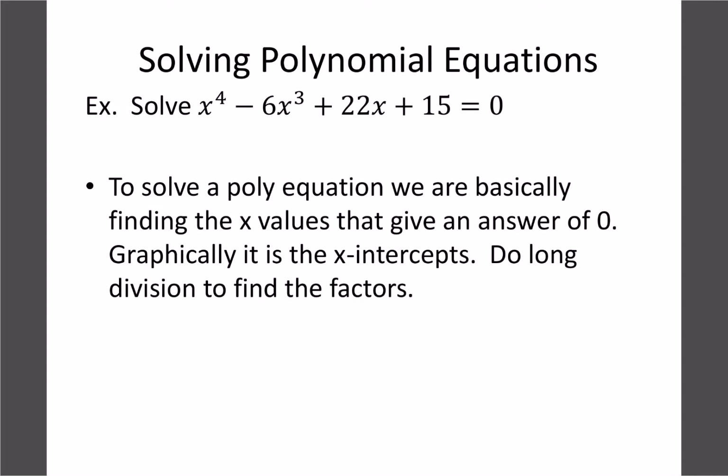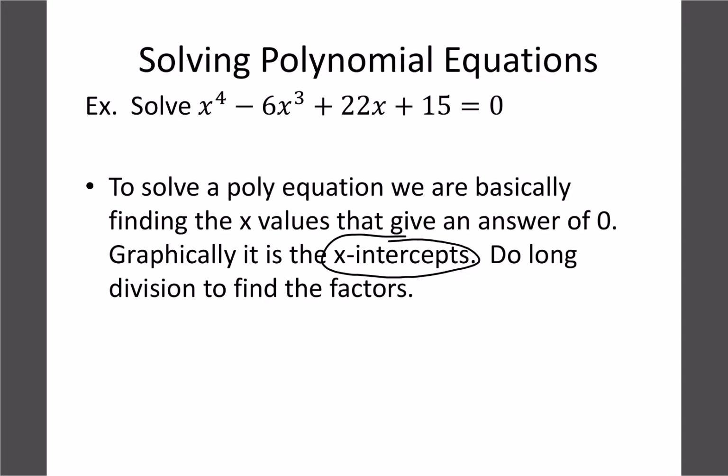So let's do this first one. We got x to the 4th minus 6x cubed plus 22x plus 15 equal to 0. So remember, when we're solving an equation, if it's equal to 0, what we're really looking for is the x-intercepts. And if we have x-intercepts, that's basically going to be our factors. So all we want to do in this case is factor this.